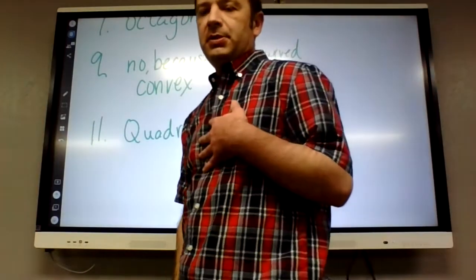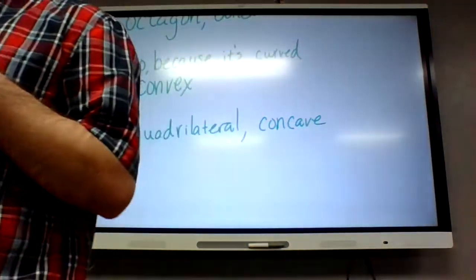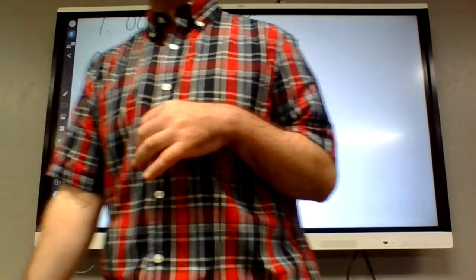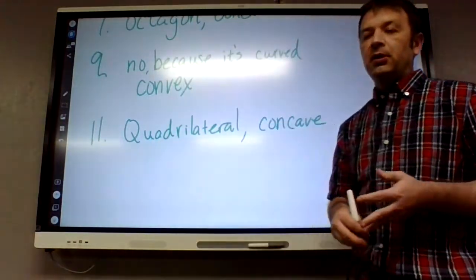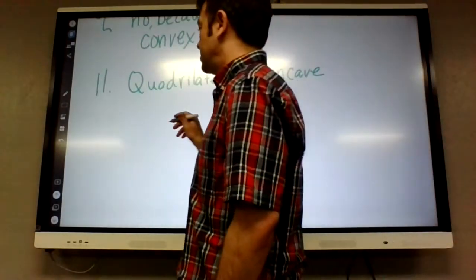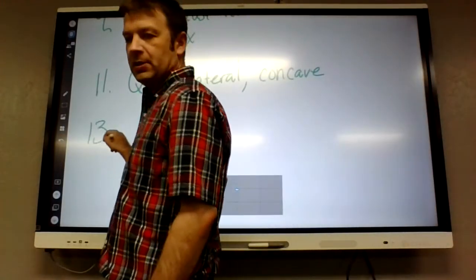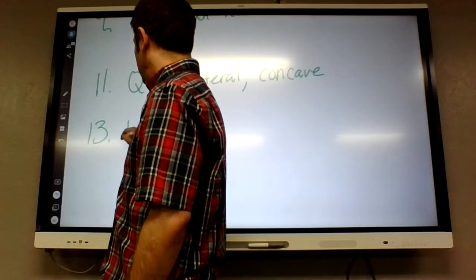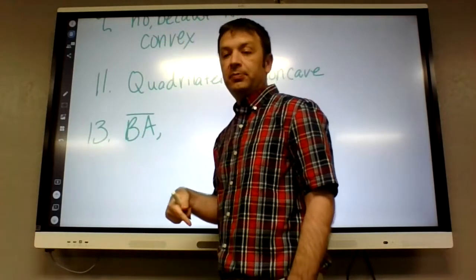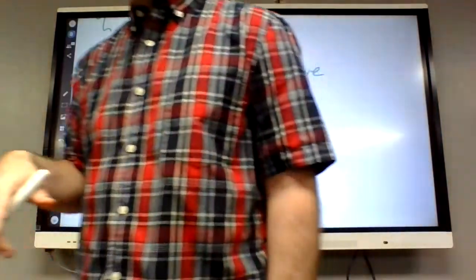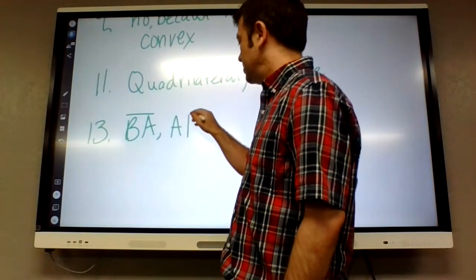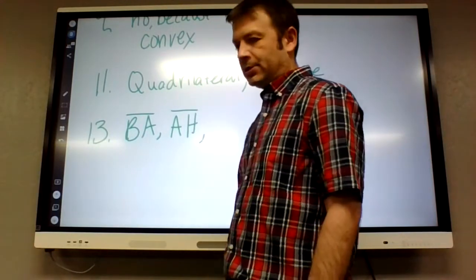Okay, 13. Name the sides of the polygon on the right. What do you think we could call one of the sides on that polygon? Like the top side, what could we call it? BA. Line segment. Segment BA. Okay, and then just keep going around. How many sides are there? Eight. So you should have eight answers. BA, AH, these are all line segments. And go all the way around.